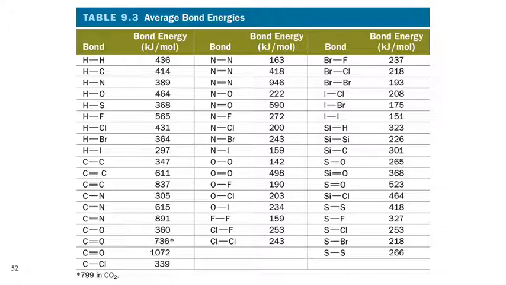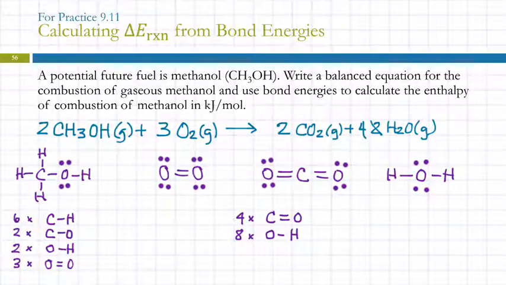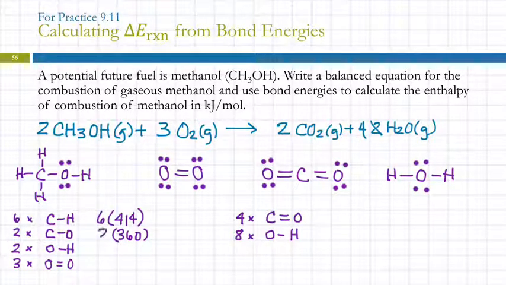Did I miss any types of bonds? We'll find out. Okay, so let's go back to our list here. So carbon-hydrogen bond is 414 kilojoules, and we have 6 of those. So 6 times 414. These are positive numbers because we're breaking these bonds. Then we have the carbon-oxygen single bond is 360 kilojoules to break, and we're breaking 2 moles of those.